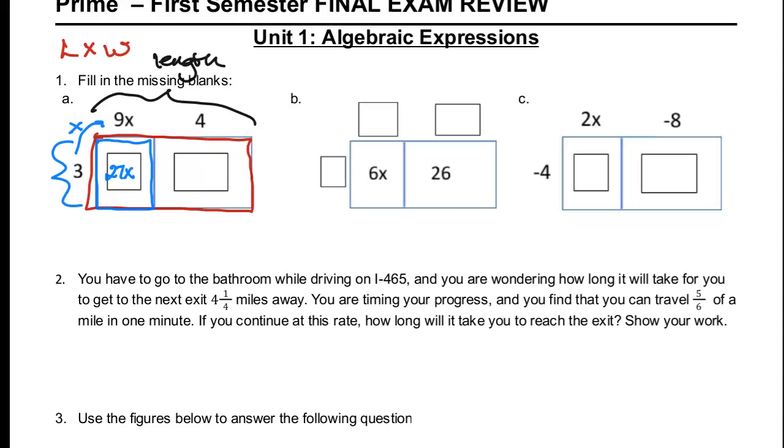And what about this area, this rectangle in green? What's the area of that? 12. Yeah, you're taking this 3 times this 4, because we're just doing that smaller rectangle, is 12. So if I had to talk about the whole area, it would be 27x plus 12, made up of those two smaller rectangles. Okay?